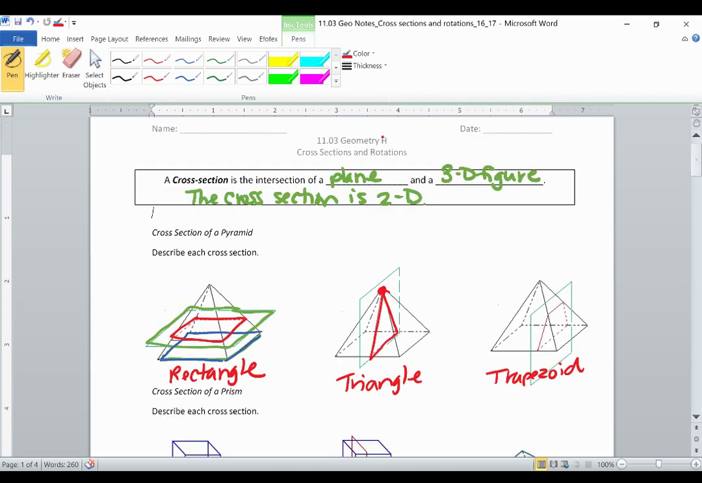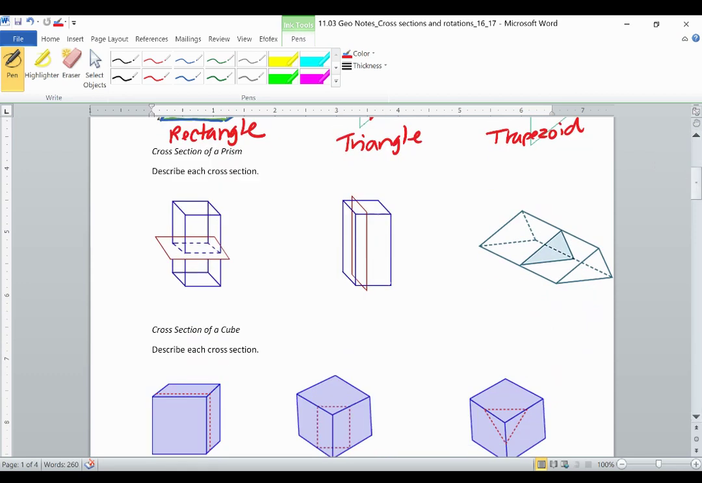Let's look at if we take the cross section of a prism. So this one is a rectangular prism. Remember, to be a prism, you have to have two congruent parallel bases. So we see here we have two congruent parallel bases. They're both rectangles. They look maybe like a square, but in this case, we're going to assume they're rectangles because it doesn't say. And we're slicing just right through the middle.